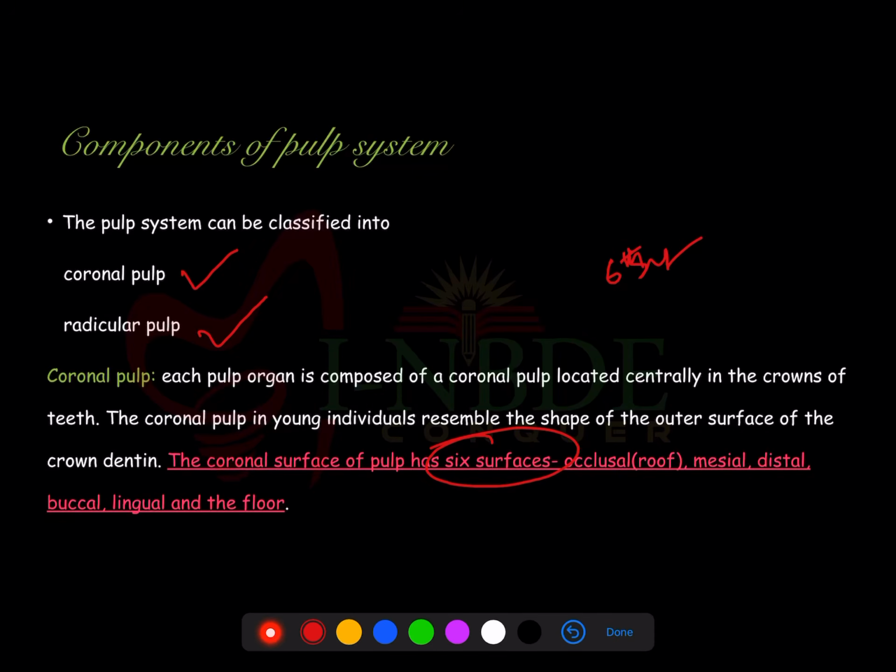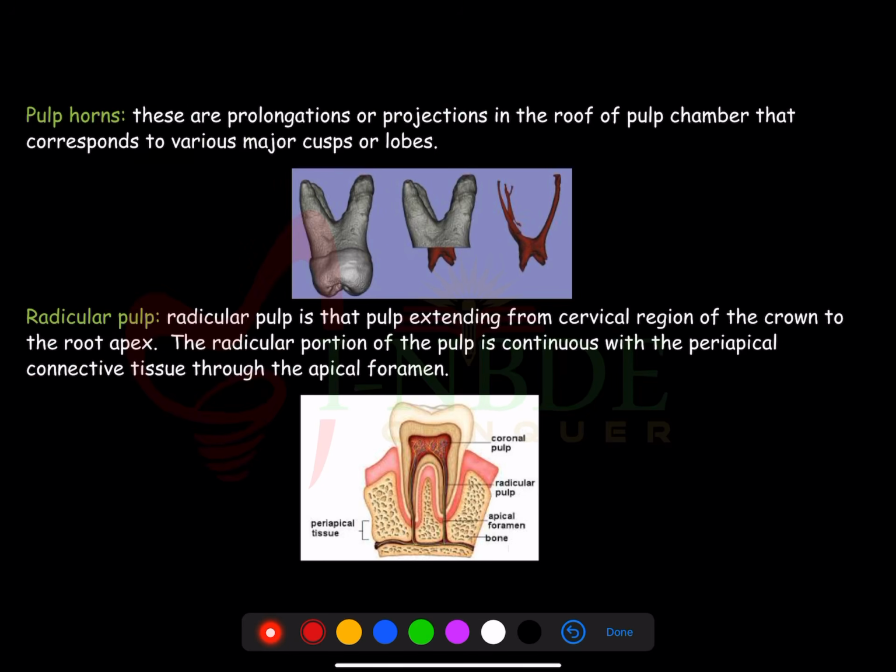What are the 6 surfaces? That is occlusal, mesial, distal, buccal, lingual, and floor. Make a note of this. Next, jumping to the pulp horns, and of course, I hope you know the meaning of pulp horns, which are going into the cusps and the lobes. And then an application-based question is, why are permanent crowns contraindicated in young individuals? Because pulp horns are highly placed. When you're doing crown cutting, there are high chances that the pulp horns can be exposed, right?